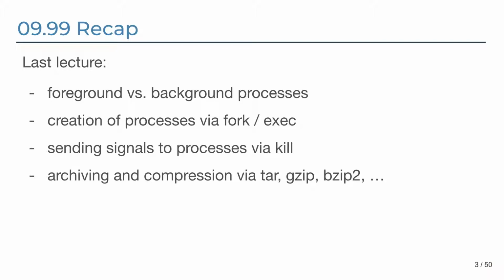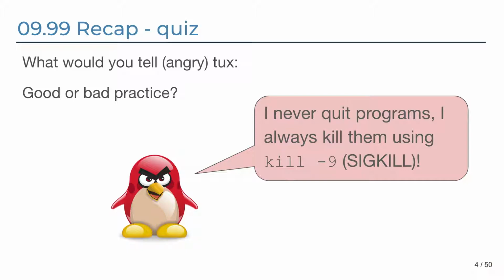Then we spent some time talking about how we can communicate with processes, specifically how we can send signals to them via the kill command. We also spent some time on how we can archive and compress files using the tape archiver utility tar, and then pipe it through diverse compression tools like gzip, bzip2, and so on. And of course, that always brings us to a small recap quiz.